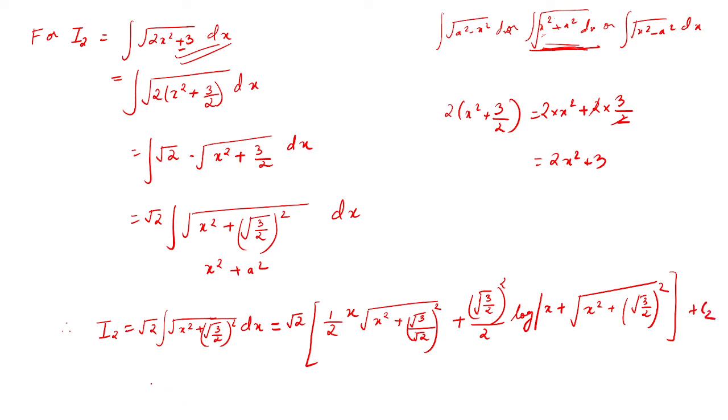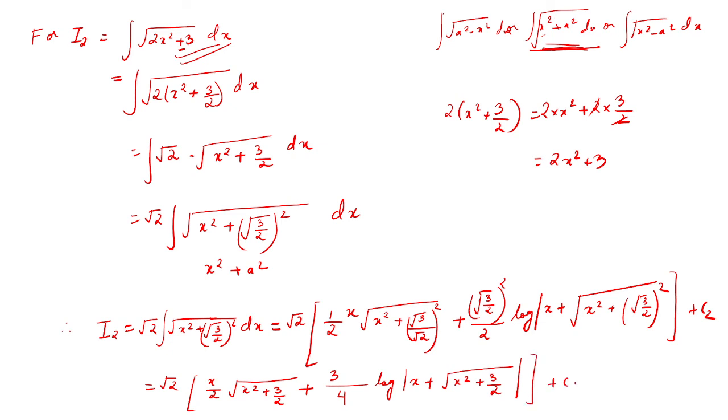Alright, so after this, we will write this as root 2 into x by 2, root of, I'll rewrite this as x square plus 3 by 2, plus this becomes 3 by 4, because a square is going to be 3 by 2, the whole thing square, so square and square cancel, so 3 remains in the numerator, 2 goes down, so 2 into 2 becomes 4, right? So log of x plus root x square plus 3 by 2 plus c2, okay, clear with this.